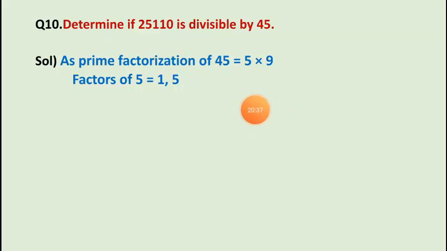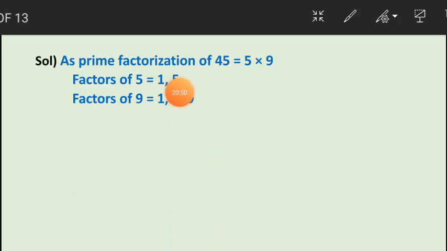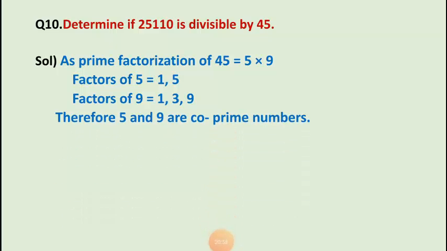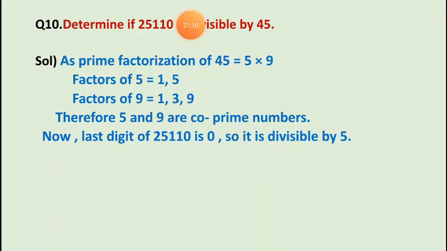Okay, now separately we find the factors of these two given numbers, that is 5 and 9. You can see here the factors of 5 are 1 and 5, as well as the factors of 9 are 1, 3 and 9. And when we look for the common factor of 5 and 9, only 1 comes. This means 5 and 9 are co-prime numbers, as they have only 1 as a common factor.